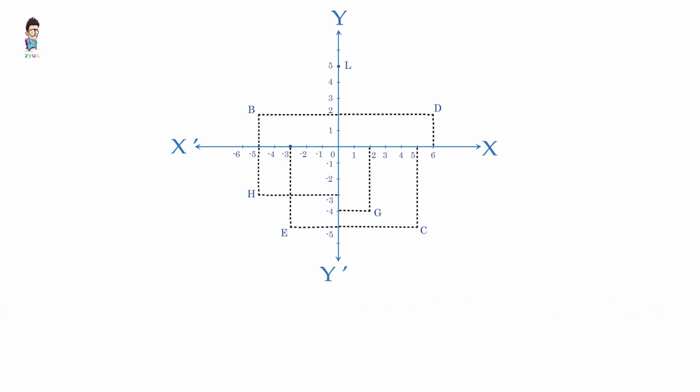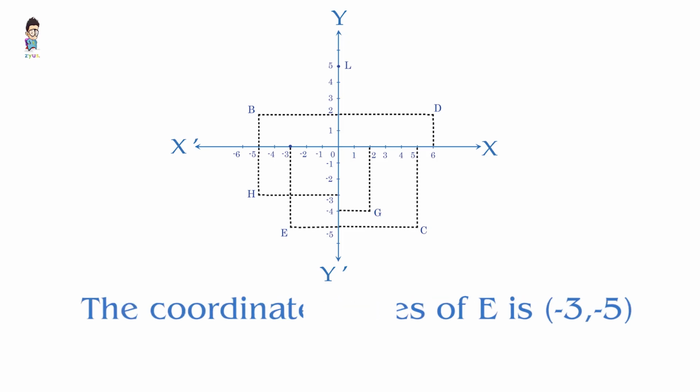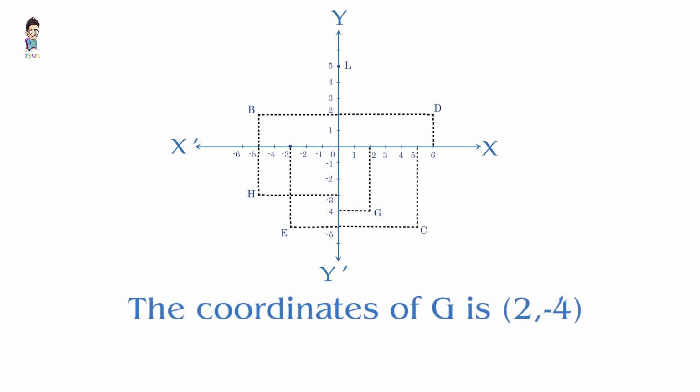What about H? Here, H lies in the third quadrant, so the point is -5, -3. Consider the point E. Here the coordinates of E are -3, -5. What about the points G and C? Both of them lie in the fourth quadrant and the coordinates of G are 2, -4 and of C are 5, -5.